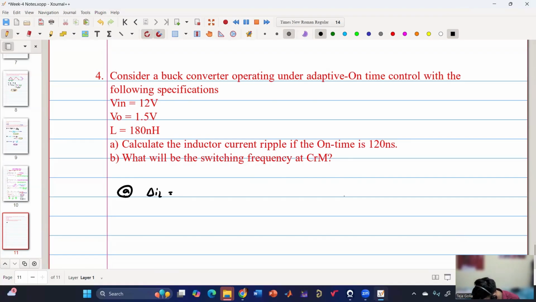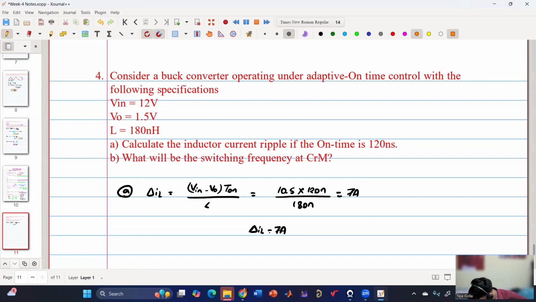So delta IL is nothing but (V in minus V0) into T on by L. So V in minus V0 is 10.5, into T on, which is 120 nanosecond, by inductance, which is 180 nanohenry. So it is 2 by 3 into 10.5. So 10.5 into 120 by 180. Yeah, it is 7. You are right. So delta IL is 7 amperes.